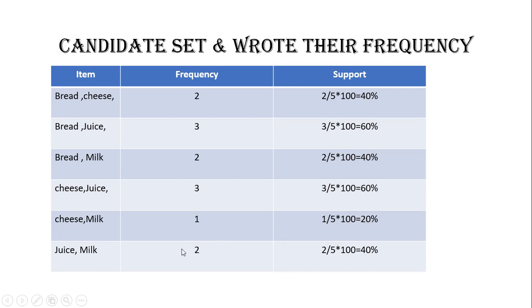Juice and milk will occur two times. So it will be the support, nothing but 2 by 5 multiplied by 100 is equal to 40%. As in the given question, we have to take the support either 50% or greater than 50%, but not below 50%. So that is given in the question, so we have to follow the rule. So how many will be taken? Only bread and juice having 60% and cheese and juice having 60%. Rest of the other things will be deleted.